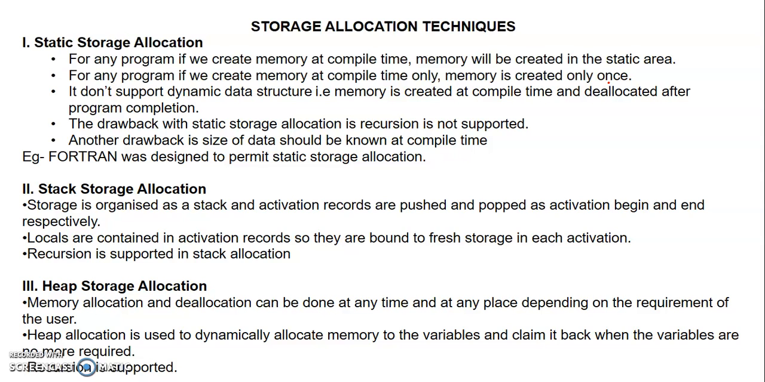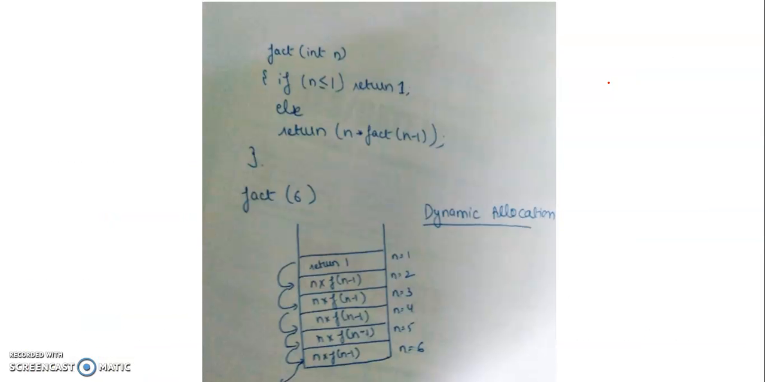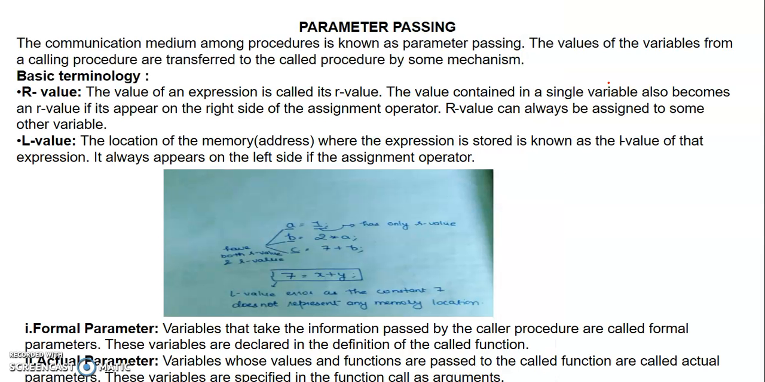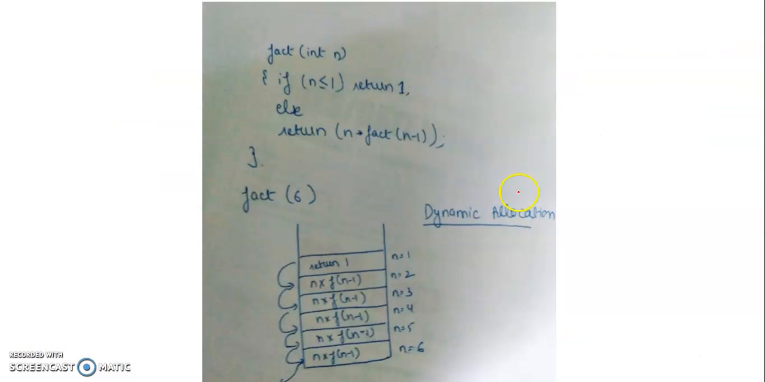Whereas in heap storage allocation, memory allocation and deallocation can be done at any time and at any place, depending upon the requirement of the user. Heap allocation is used to dynamically allocate memory to variables and claim it back when the variables are no longer required, and obviously recursion is supported. So this is an example of dynamic allocation, how a program can use dynamic memory allocation. So this is all about storage allocation.